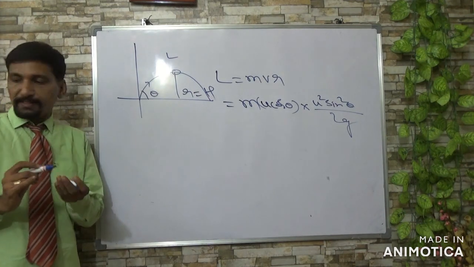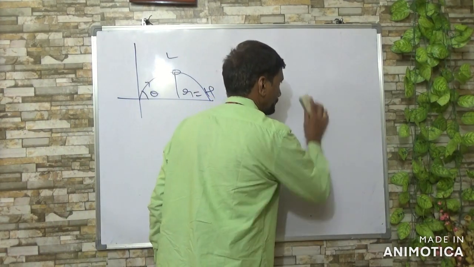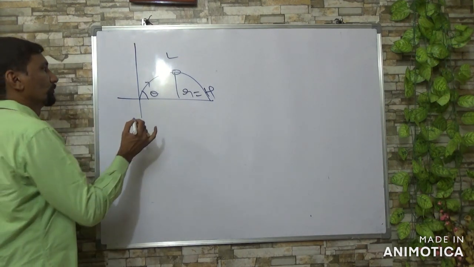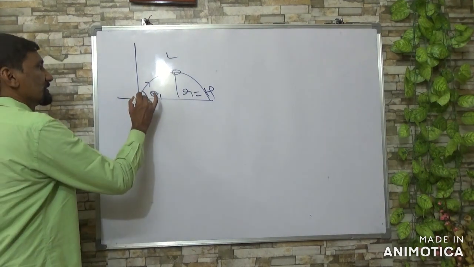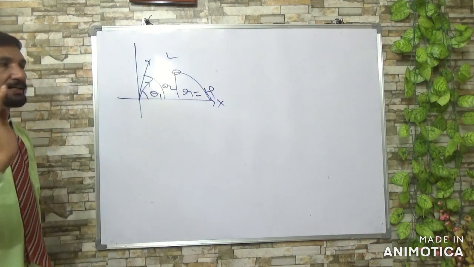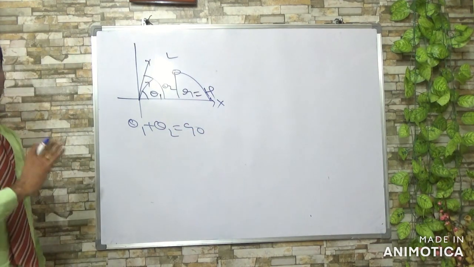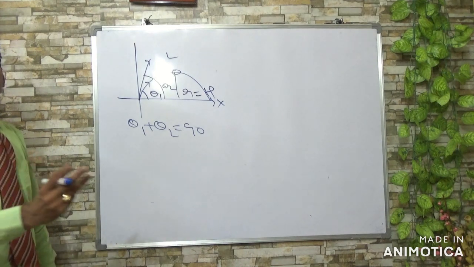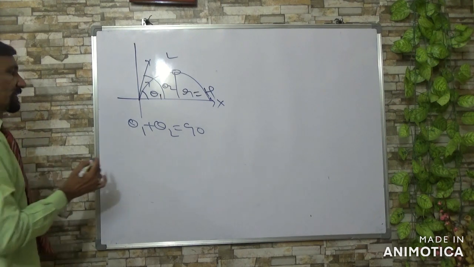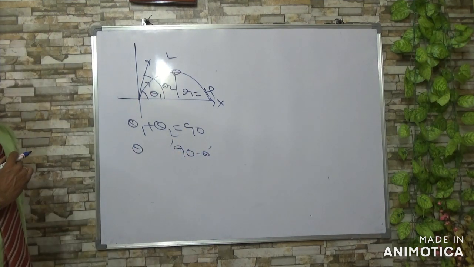Now we'll go to the second concept, just extending our concept. Let us suppose two bodies are thrown, one with angle theta 1 and another with angle theta 2 with reference to the horizontal, such that the sum of these two angles is 90. Remember, whenever the sum of two angles is 90, they are said to be complementary angles, right? Say one is theta, so the other one will be 90 minus theta.